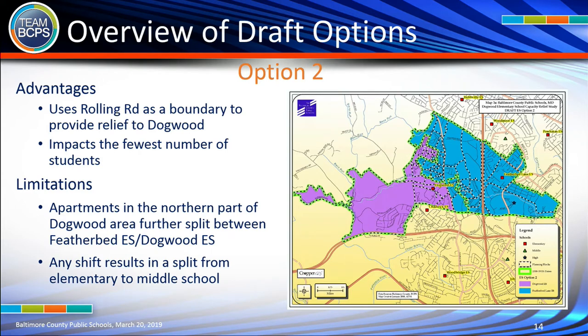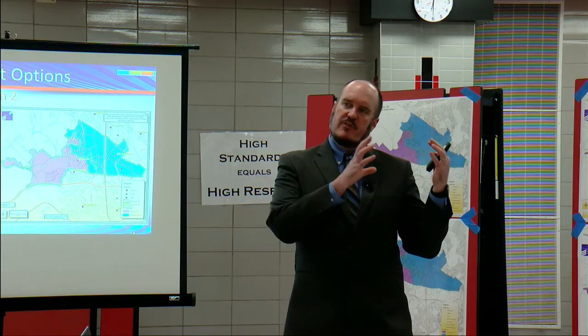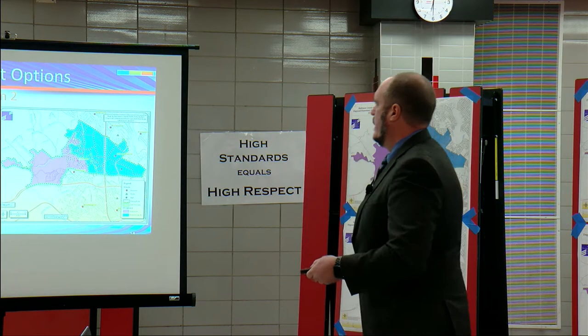Option two, again, uses Rolling Road. This area of Rolling Road is pulled into Featherbed Lane in this particular option, which follows along major roads. This option also impacts the fewest number of students, so it pulls Rolling Road and then a small corner, bottom right corner, of this area that goes to Dogwood in these apartments, and those are the two areas that are pulled into Featherbed from Dogwood. You'll notice that there is no adjustment in this option. No students are being transferred into Dogwood in this. It's only students coming from Dogwood to Featherbed Lane.